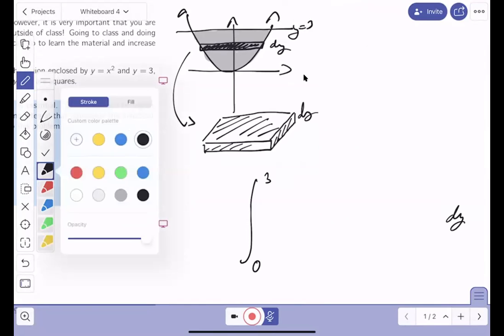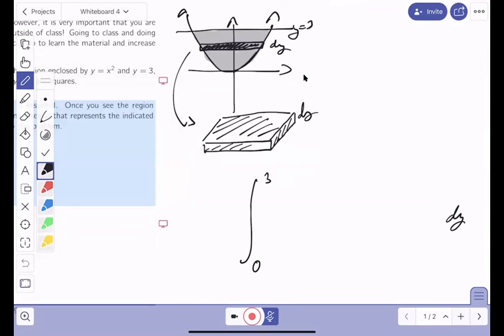So remember, I'm looking at y. This is like an edge over here, and this is an edge over here. And that's y is equal to x squared, right?